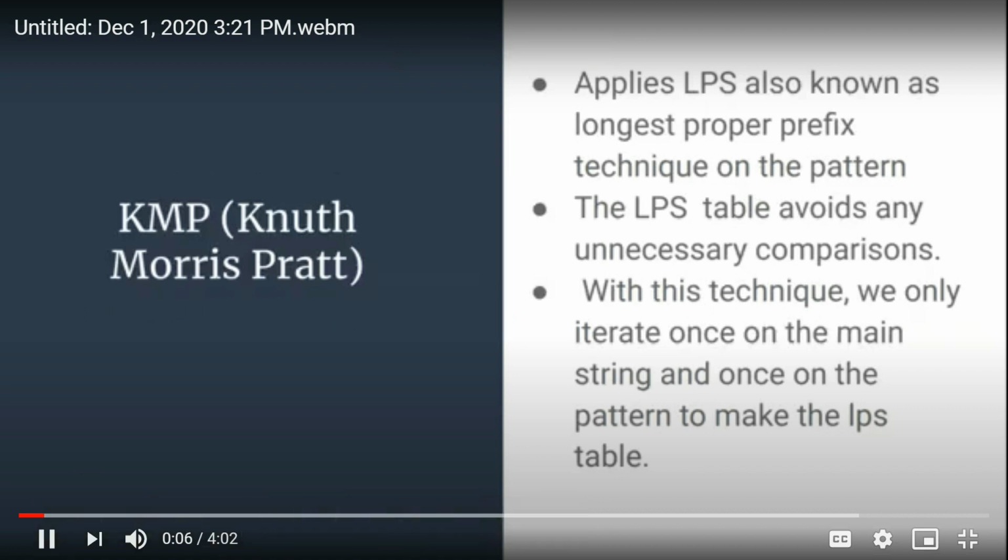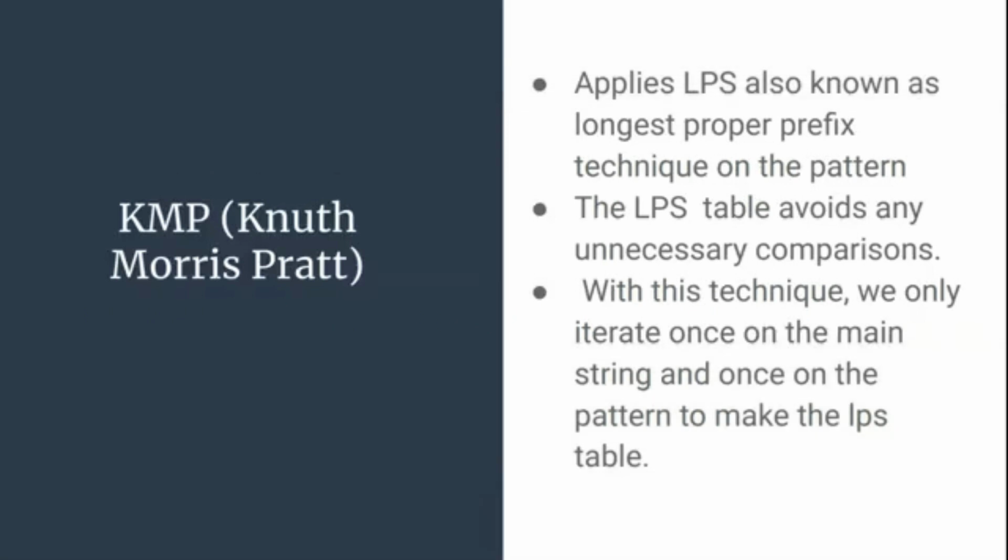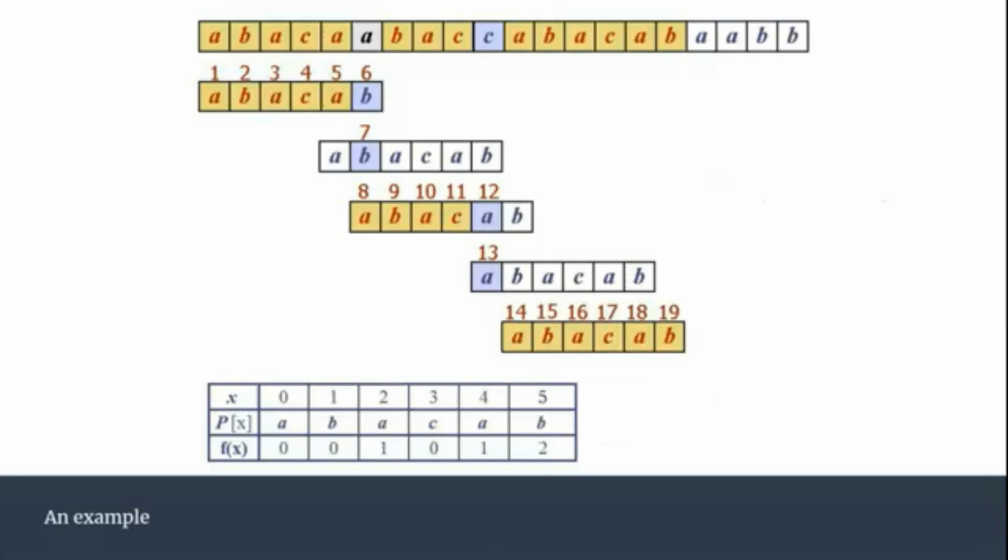The KMP algorithm constructs an LPS table, also known as the longest proper prefix table, on the pattern in order to detect the pattern in the main string. What this LPS table does is help in avoiding any kind of unnecessary comparisons between the pattern and the string. We will see this through an example. Down below is given an LPS table on the pattern ABACAB.